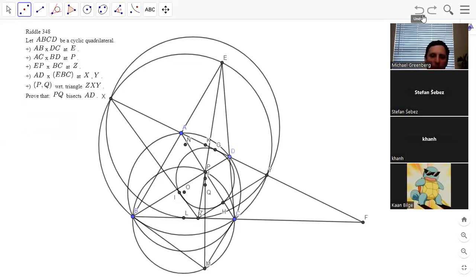What if I do a homothety at P that takes Q to M? What would it do to everything else? Don't know if that would do much.